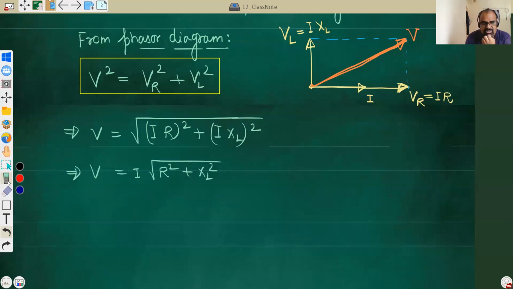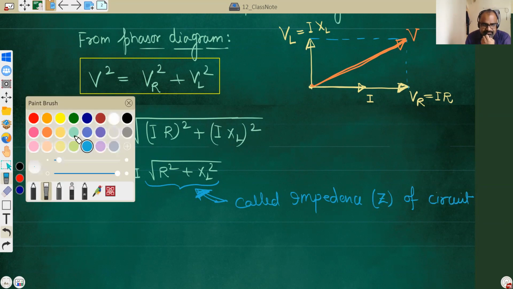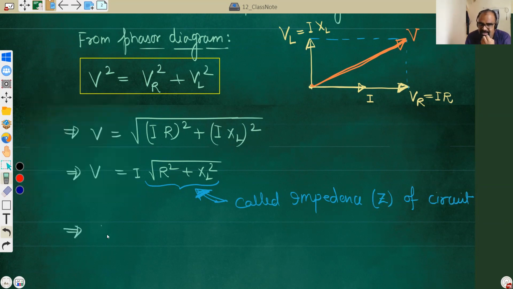You know what this is called? This is called impedance. So this is not new. As I had already told you, everything will be very repetitive. So this is called impedance, capital Z, of the circuit. So you can say that we are getting V is equal to I into Z, or rather I is equal to V by Z.